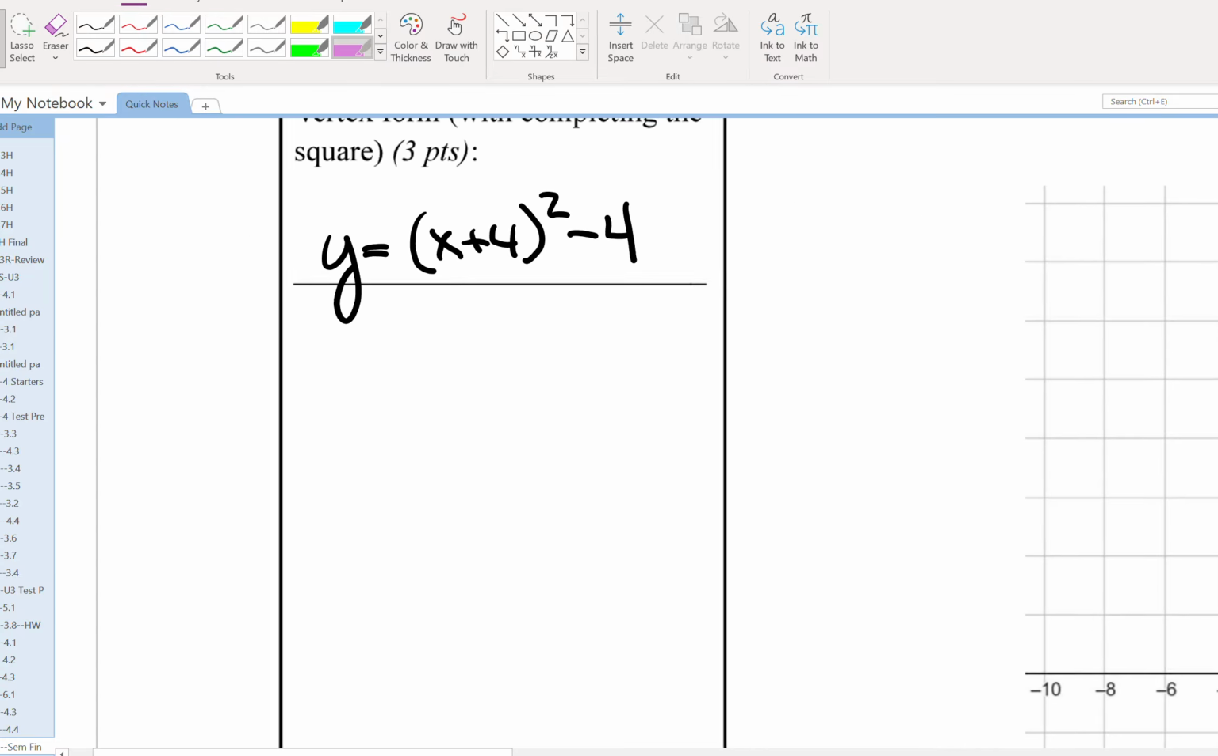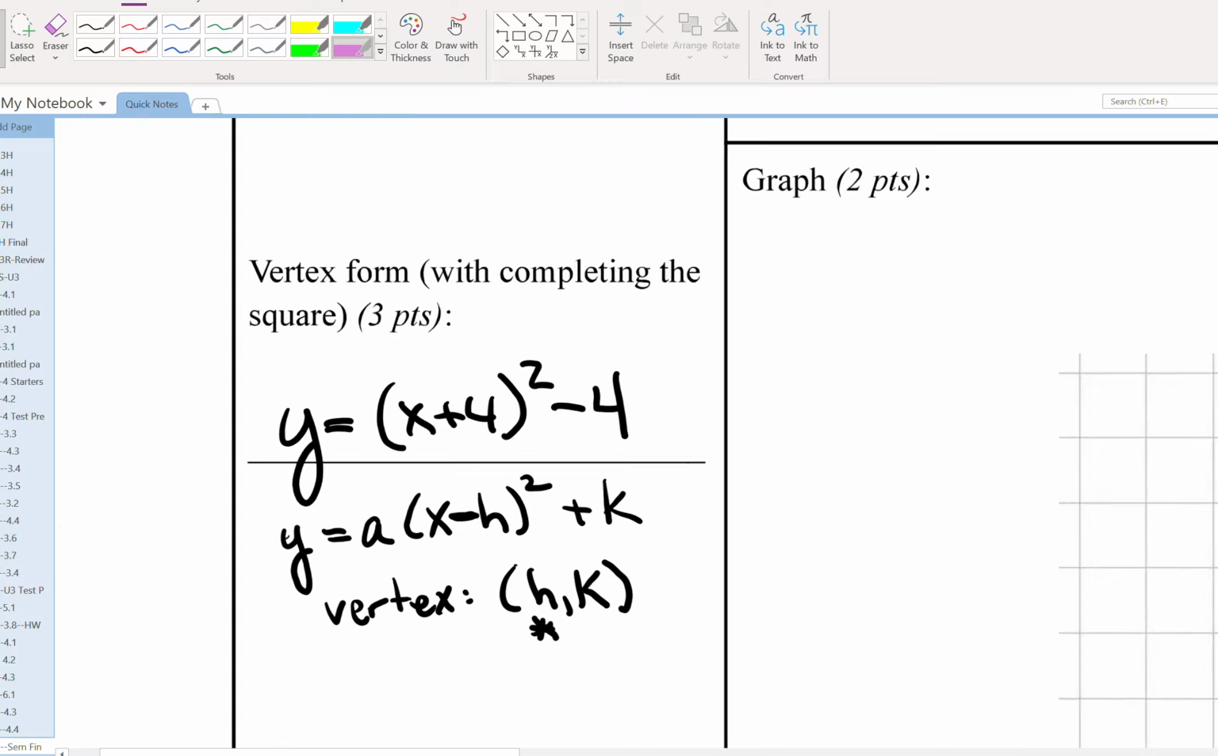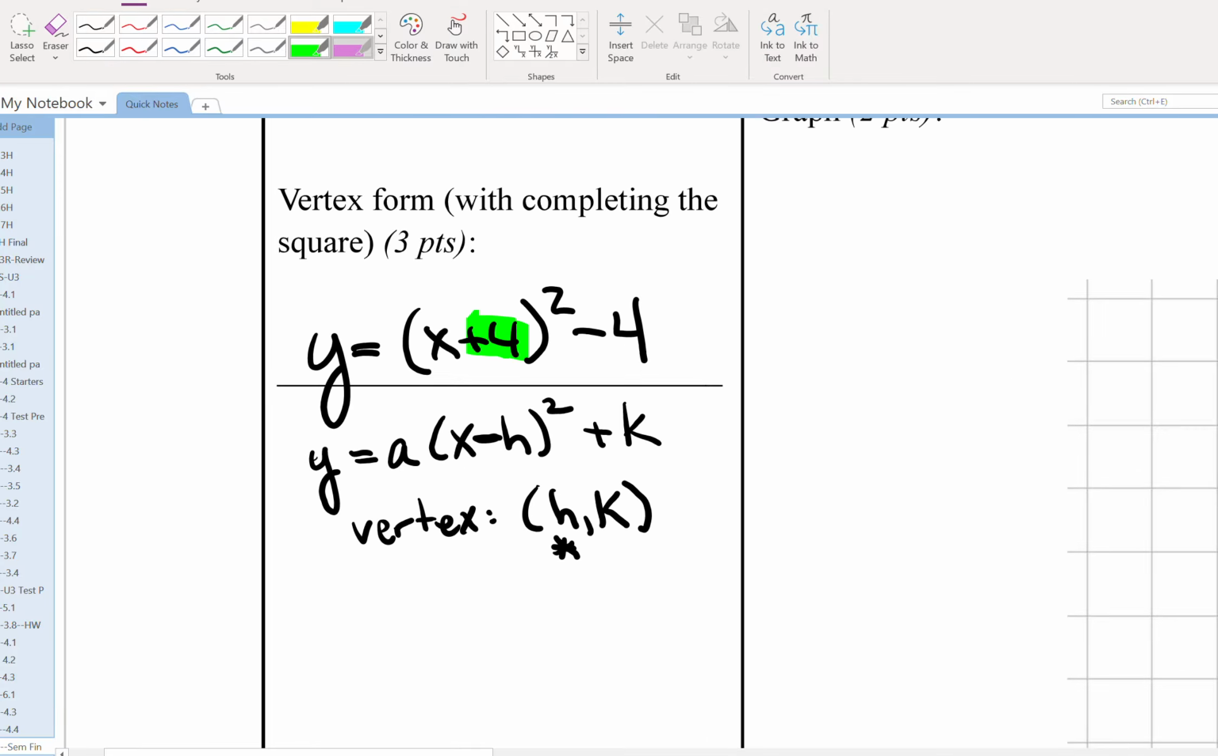And then I'm going to make note here that the general form of the vertex form is y equals a times x minus h squared plus k, with the vertex being the point h comma k. So the x-coordinate is h and the y-coordinate is k. And I'm going to put a little asterisk by the h because it helps me remember that because of this minus, it's kind of counterintuitive. In this case, I look at this plus 4, and I want to say that the x-coordinate is 4. No, it's the opposite, and that's why we put that asterisk.